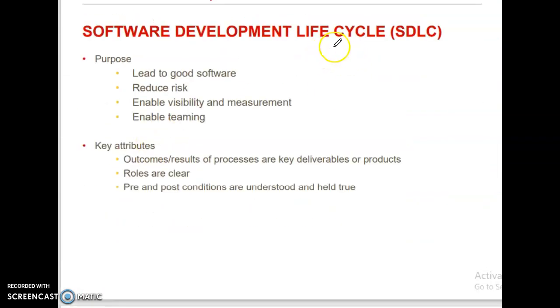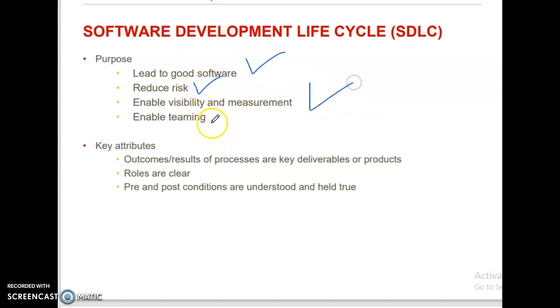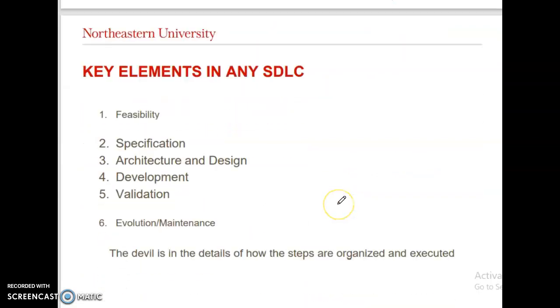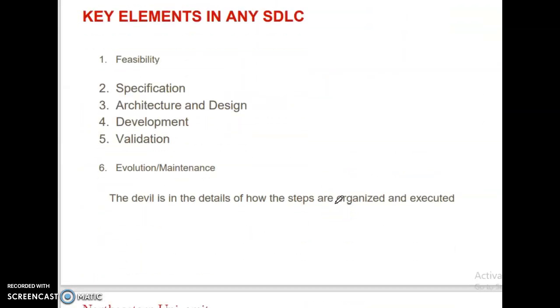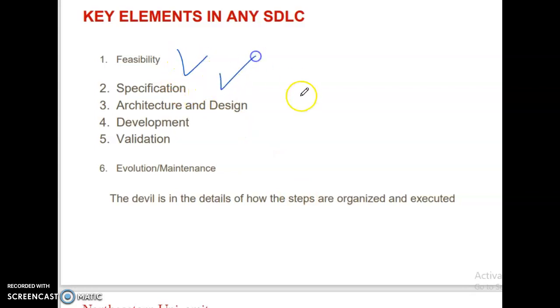Software development life cycle, SDLC. Purpose: lead to good software, reduce risk, enable visibility and measurement, enable teaming. Key attributes: outcomes, results, process are key deliverables are products. Roles are clear. Pre and post conditions are understood and held true. Key elements in any SDLC: feasibility, specification, architecture and design, development, validation, evaluation and maintenance.